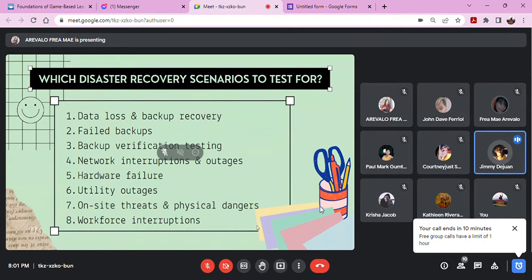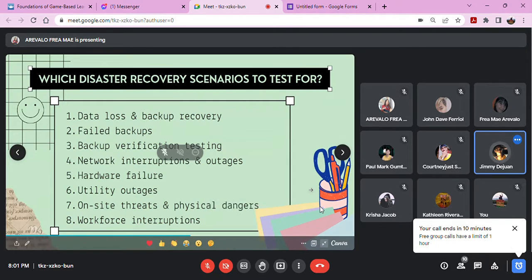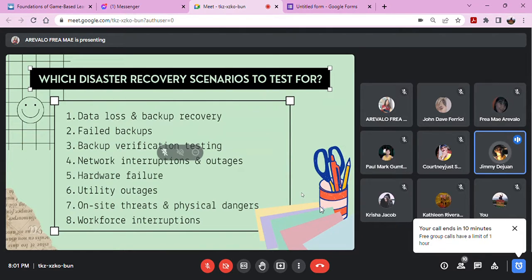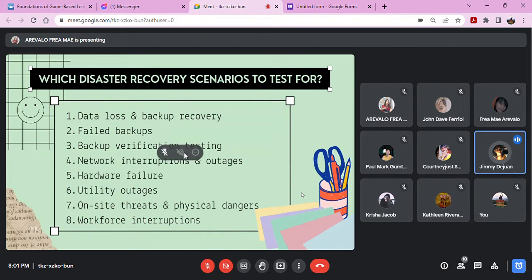Which disaster recovery scenarios to test for? Number 1, data loss and backup recovery. Number 2, failed backups. Number 3, backup verification testing. Number 4, network interruptions and outages. Number 5, hardware failure. Number 6, utility outages. Number 7, on-site threats and physical dangers. Number 8, workforce interruptions.